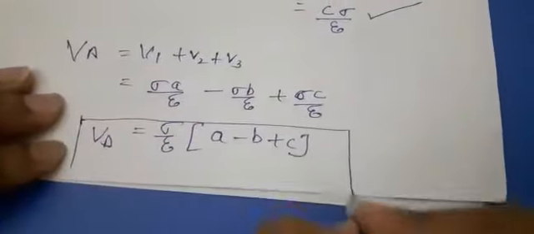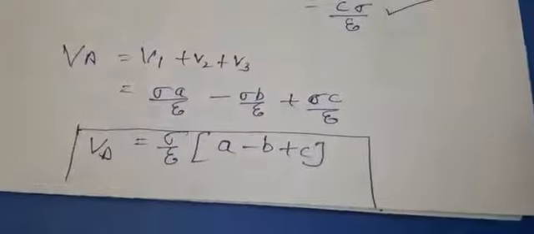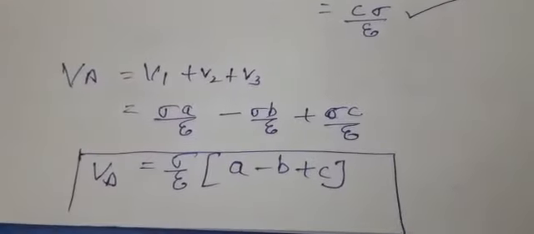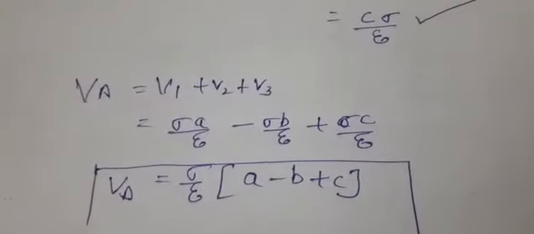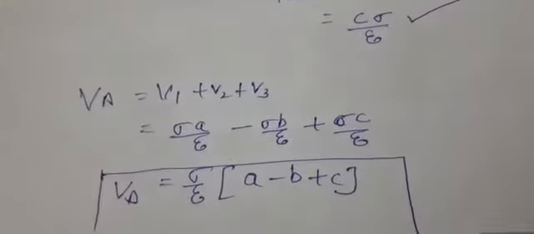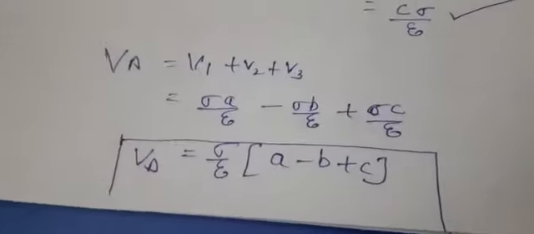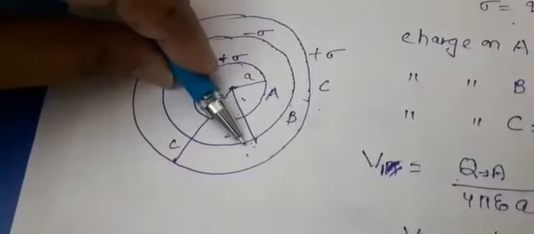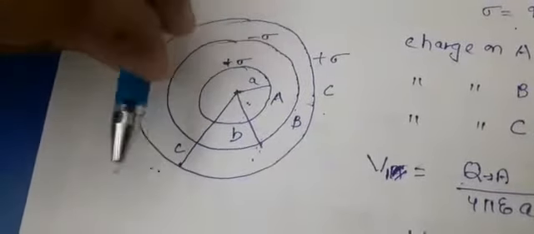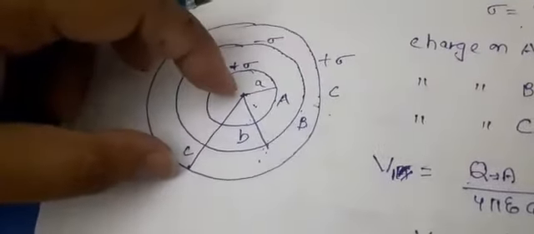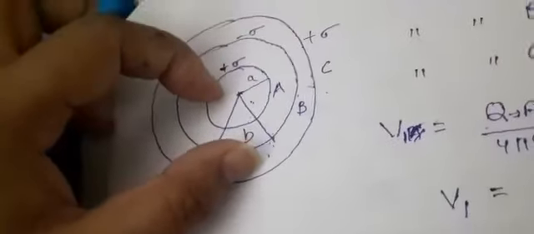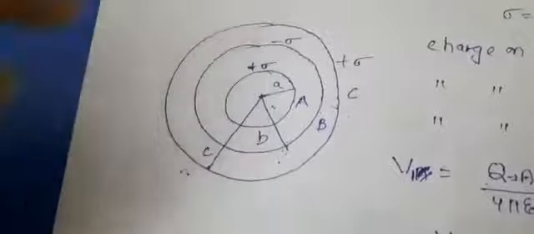A slightly difficult concept we are applying here. We are getting one important conceptual point: when we have to calculate potential at the inner shell due to charge present on the outer shell, we have to take the distance only where the charge is present. As charge is present on shell C, you will take the distance C. When the charge is present on shell B, you will take the distance B.